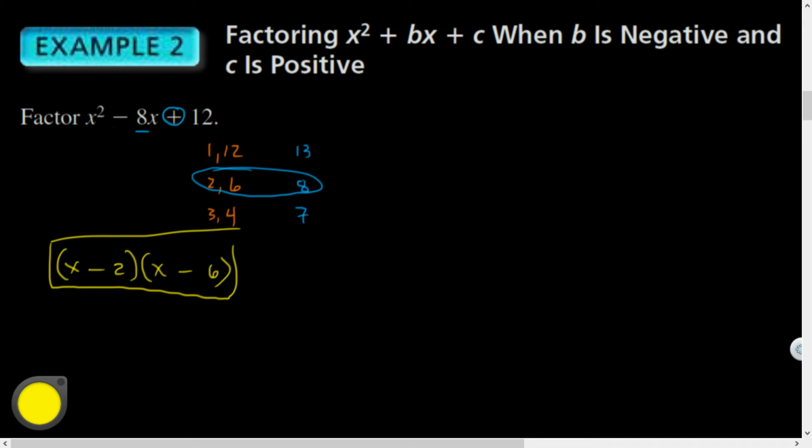So let's see. I think I've got a couple more monitoring progress ones that I could do. Yeah, perfect.